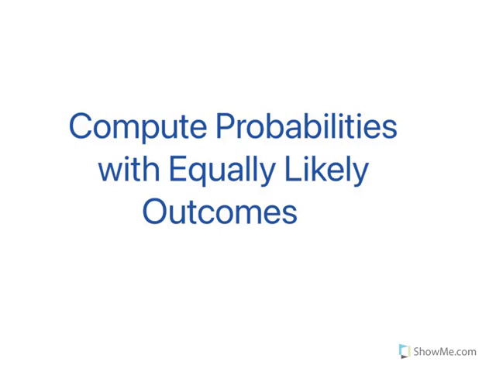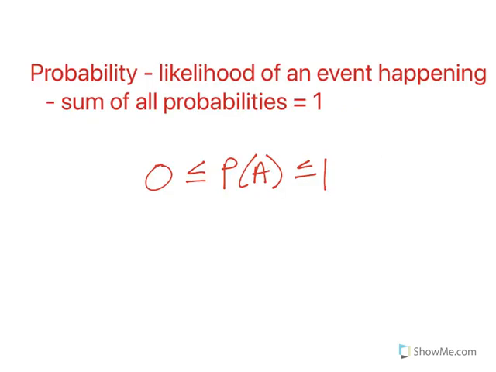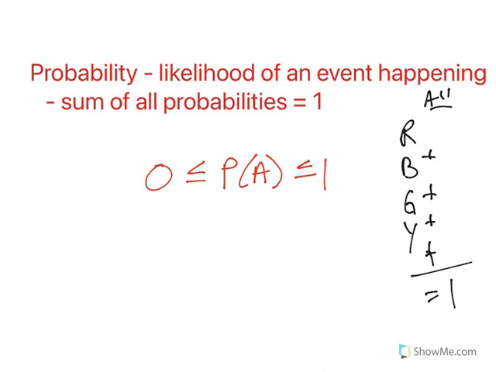Compute probabilities with equally likely outcomes. There's the key. Probability is the likelihood of an event happening. And remember that the sum of all probabilities must be 1. Thinking about pulling marbles from a bag, with red ones, blue ones, green ones, and yellow ones, if we added all four of these probabilities together, and it was all the marbles in the bag, that would have to equal 1.